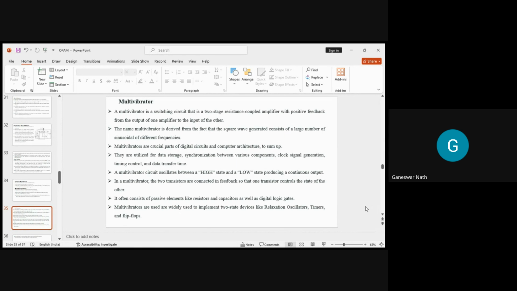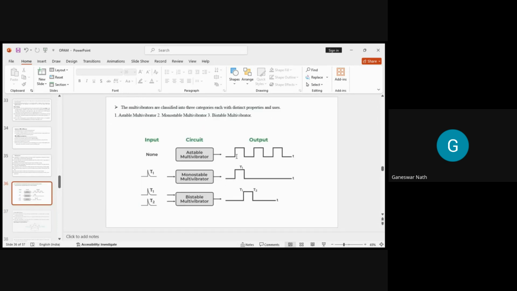A multivibrator circuit oscillates between the high state and the low state, producing a continuous output. In a multivibrator, the two transistors are connected in feedback, so that one transistor controls the state of the other. I'll come to this diagram. You can see this is a simple one.